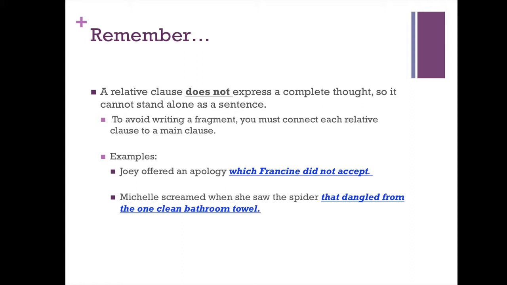But that relative clause cannot stand on its own as a sentence. It has a subject, it has a verb, but it does not make a complete thought. It can be attached, however, to the main clause. Michelle screamed when she saw the spider, which is an independent clause. It could stand by itself as a sentence. And so what we have there is a complex sentence containing a relative clause.